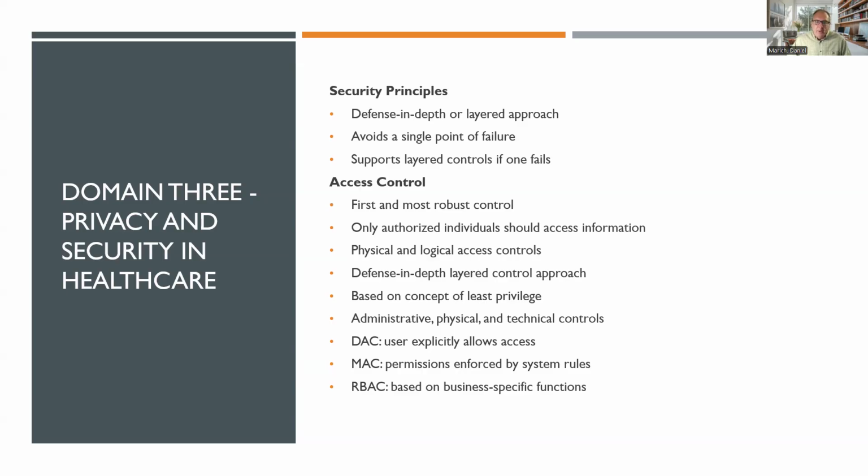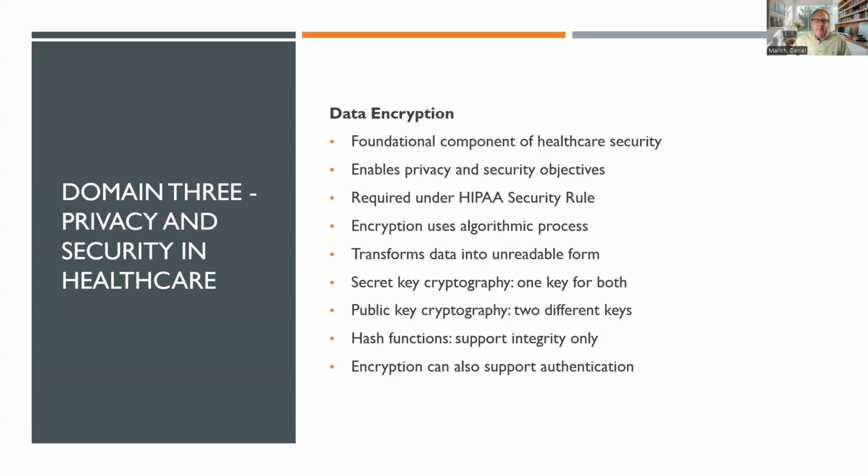The main thing to know here is our discretionary user, our mandatory access, and our role-based access. So be familiar with those three, right? You're already familiar with administrative, physical, and technical controls. They echo throughout the access control concept. Data encryption, right? So this is a foundational component of healthcare security, encrypting our data. It's required under the HIPAA security rule.